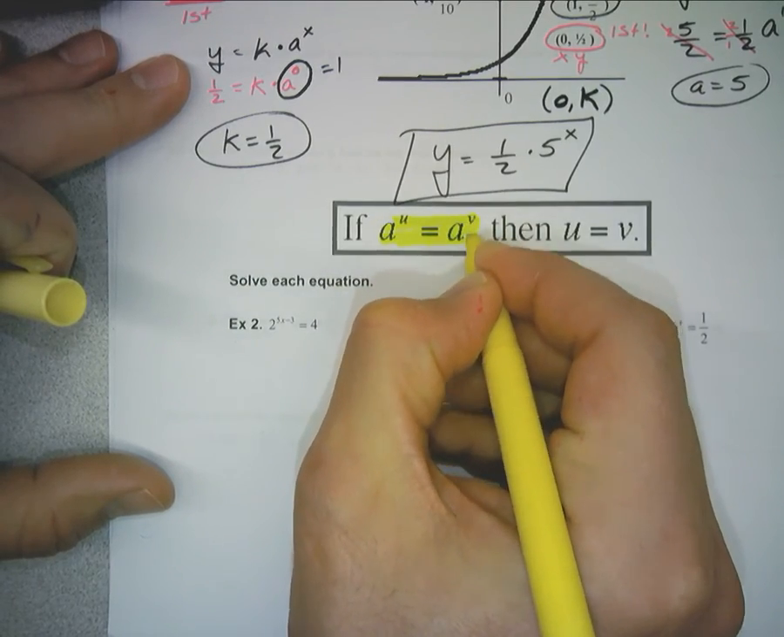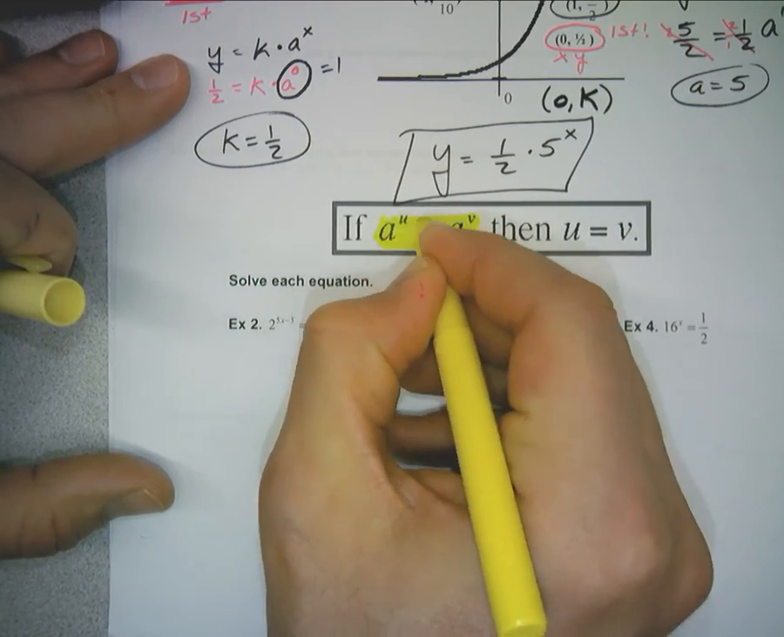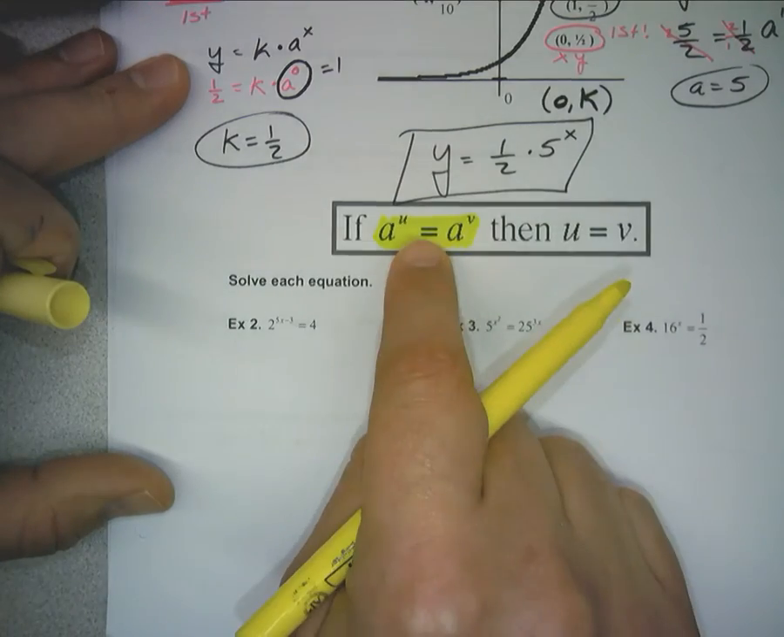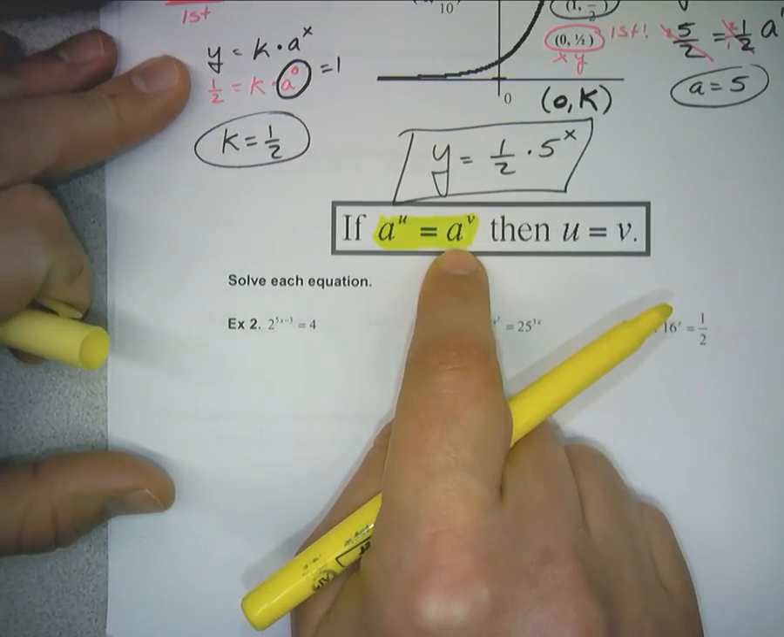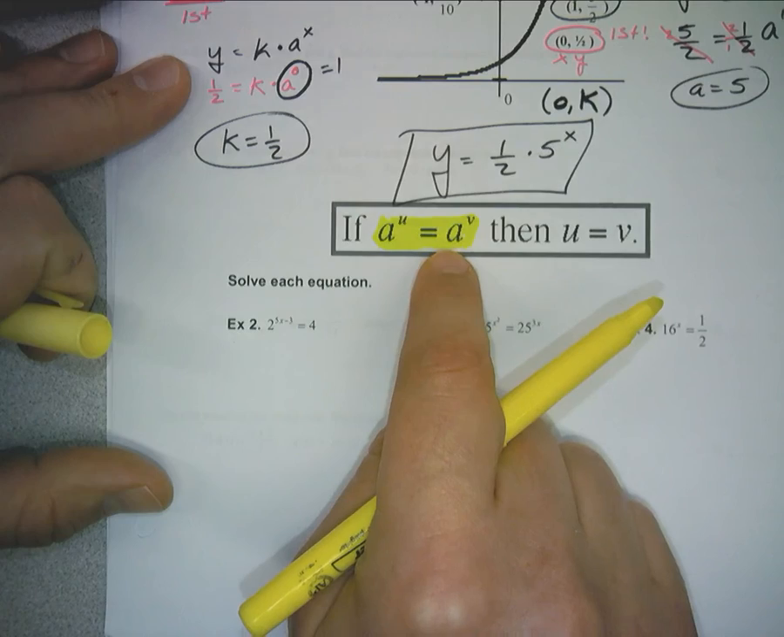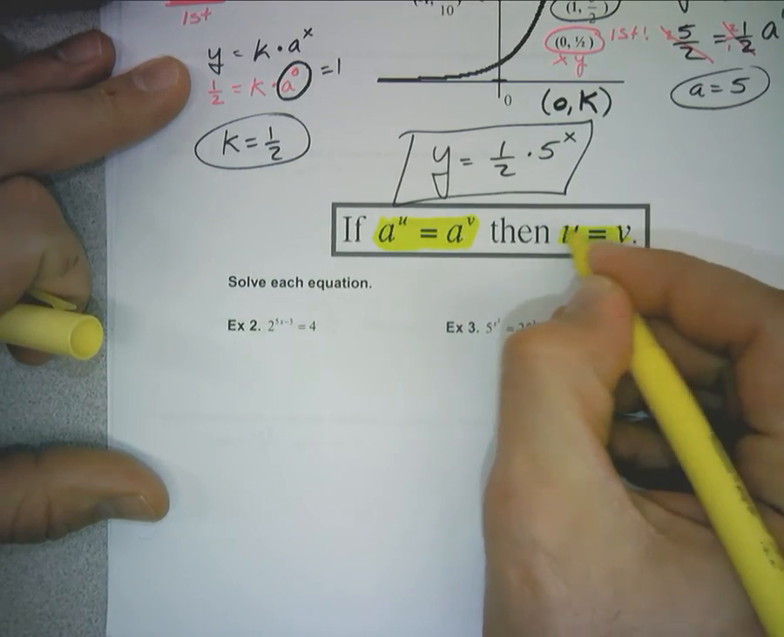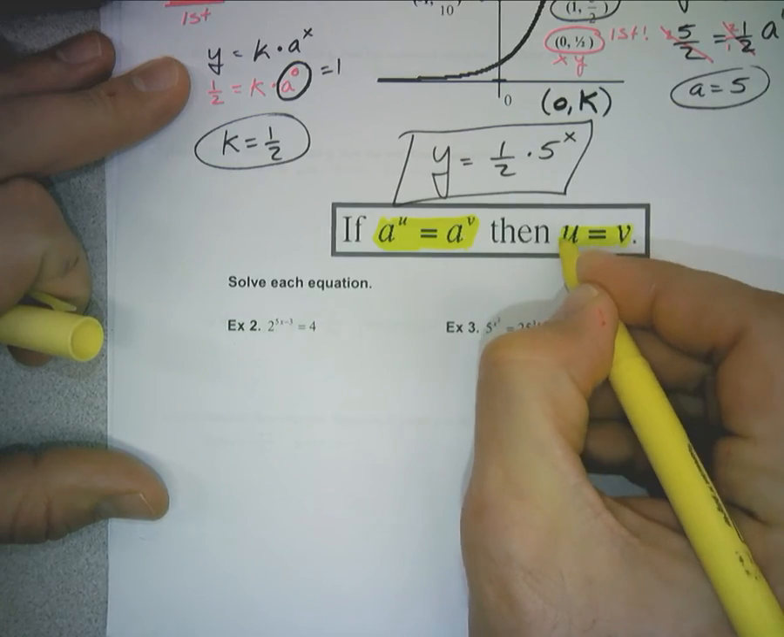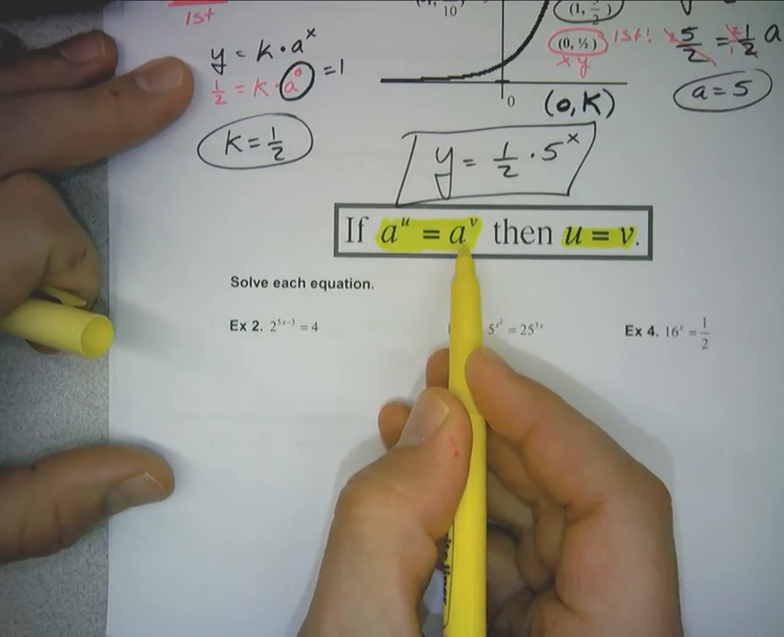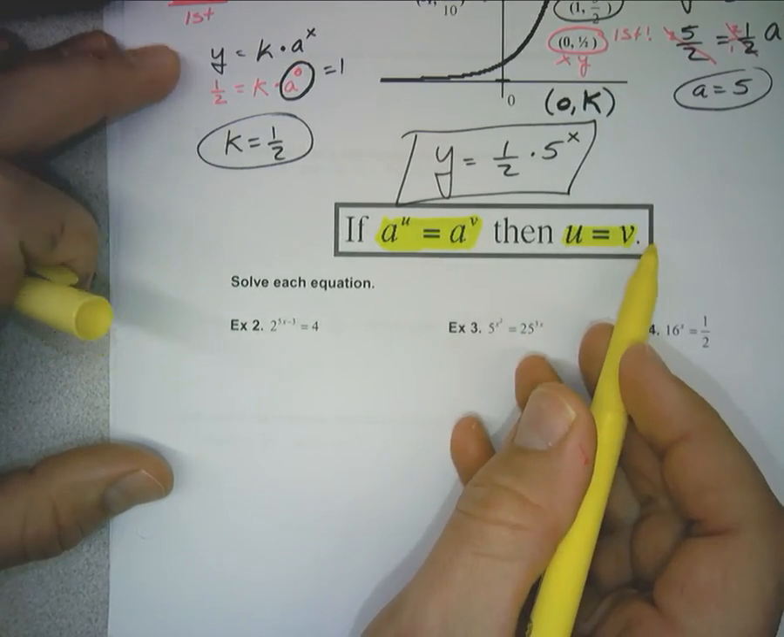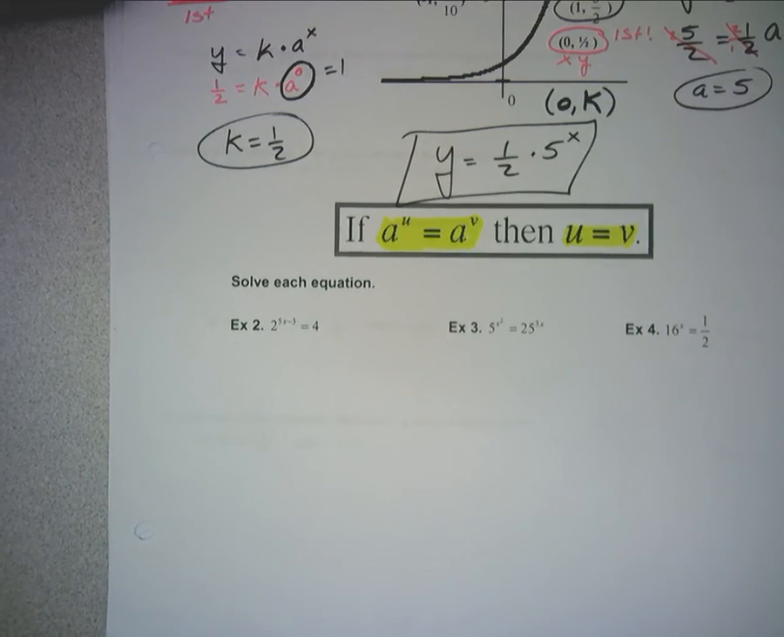Here's our little rule when we're solving exponential equations. It says here, if I have an exponential equal an exponential, and the bases are the same, then the exponents must be equal. Okay, so again, if the bases are the same, then the exponents must be equal, and that's how we're going to solve for x today.